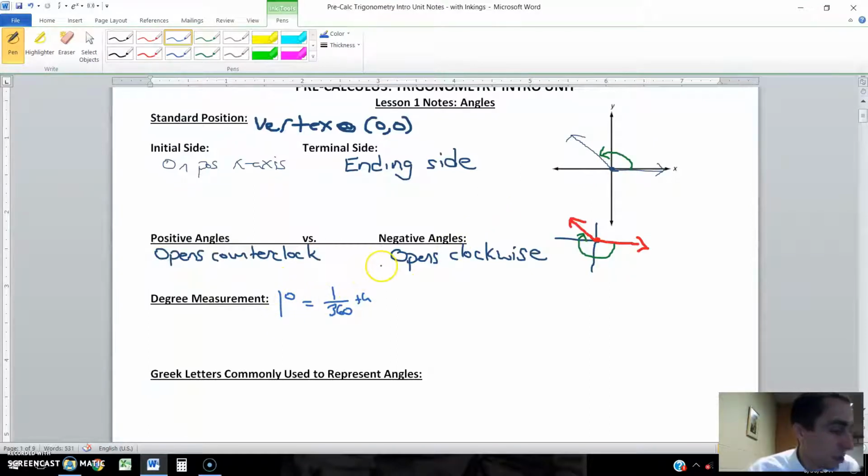Now, 1 degree is 1/360th of a circular rotation, but we can also talk about fractions of degrees. Sometimes you'll see it in decimal form. For instance, 1.5 degrees might be represented as 1.5 degrees. But there's also a different way to represent fractions of degrees. The notation that we use looks like this. This means 1 minute. And 1 minute is 1/60th of a degree.